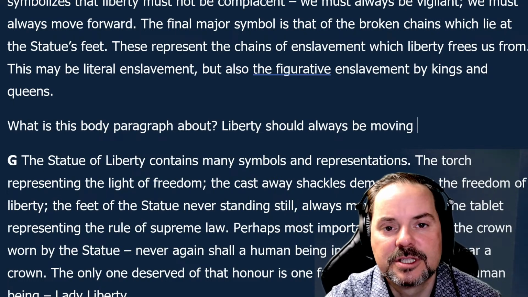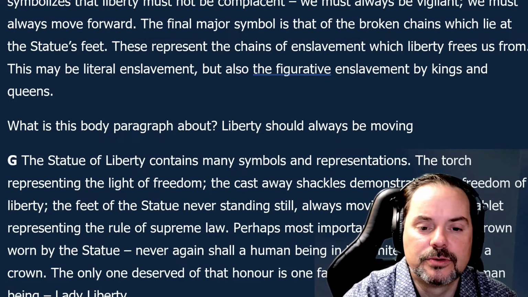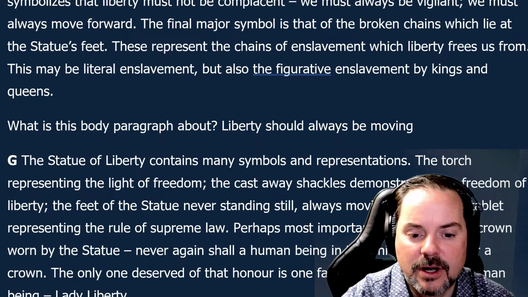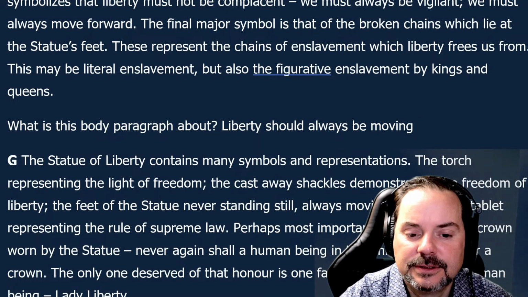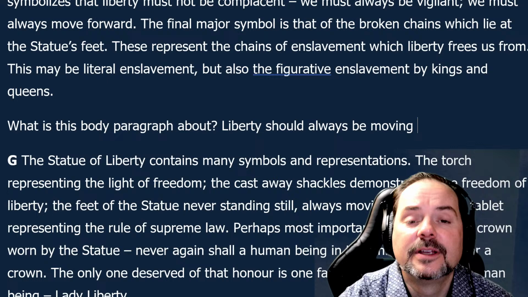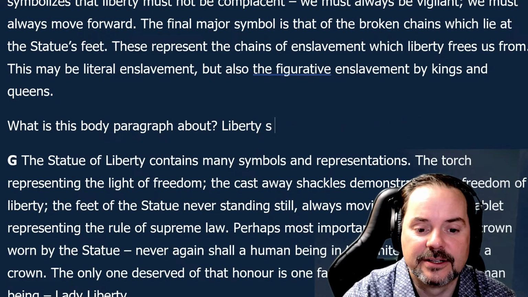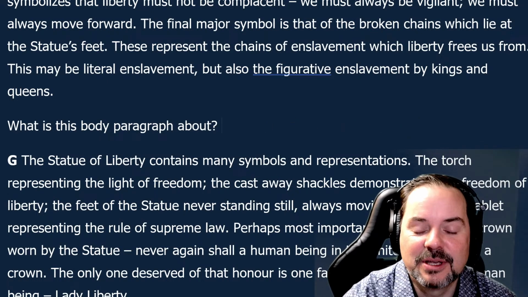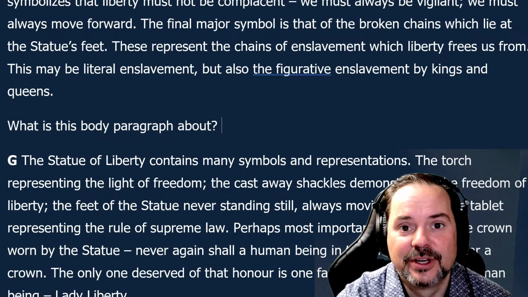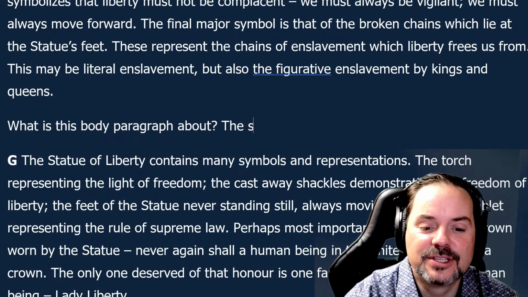So it's talking about symbolisms in the statue. What part of the statue is this body paragraph talking about? It's the statue's feet. Okay, let's start with that, because the statue is liberty. I mean, it's called the Statue of Liberty, right? So the statue's feet.